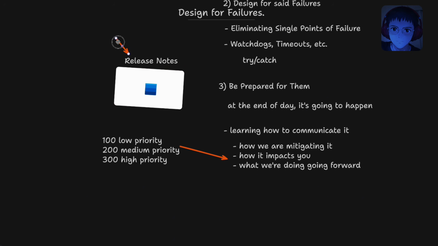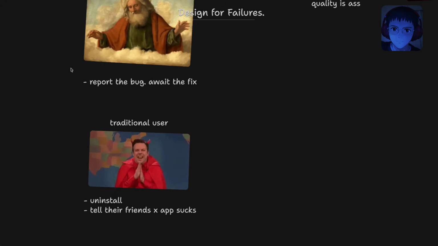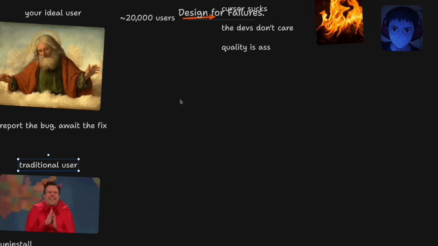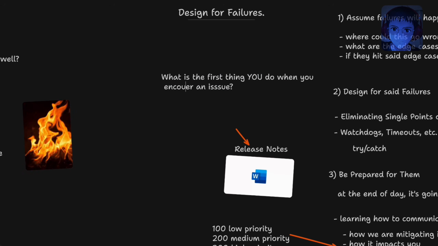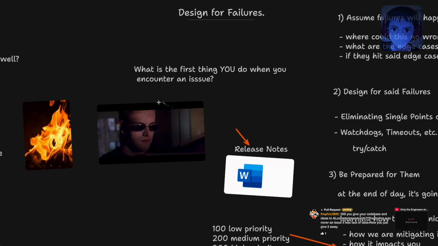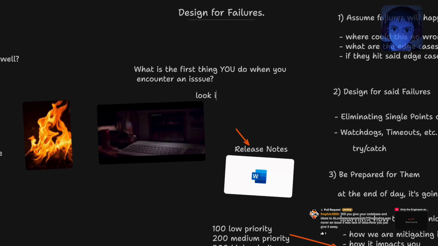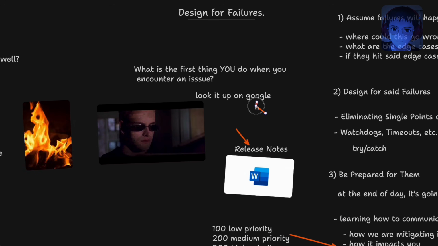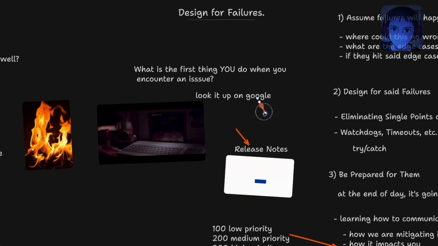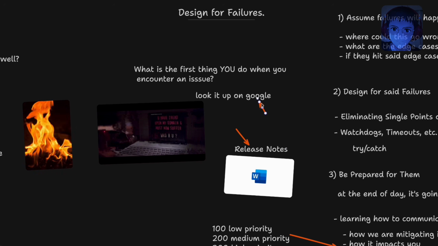And so it's important though that if they encounter said issue, because even the traditional user, they might look into it. Right? What is the first thing you do when you encounter an issue? I imagine we're all a little bit different on this. At least for me, the first thing I do is I look it up on Google. It's a simple answer, but 9 times out of 10, if it's a bug that's been reported before, you'll either get a solution or you'll at least figure out that it's known.